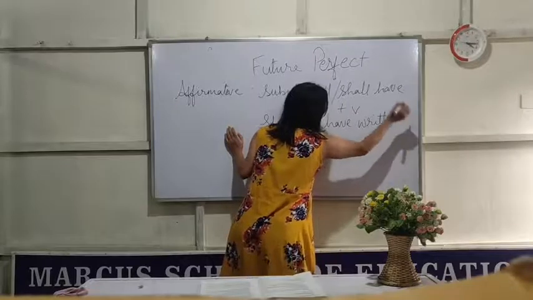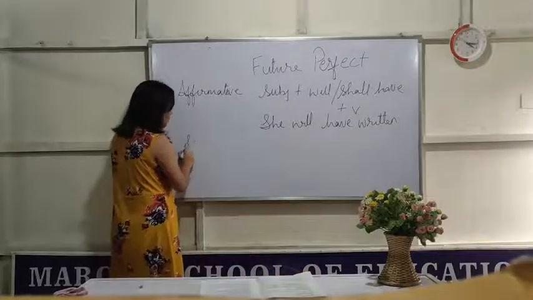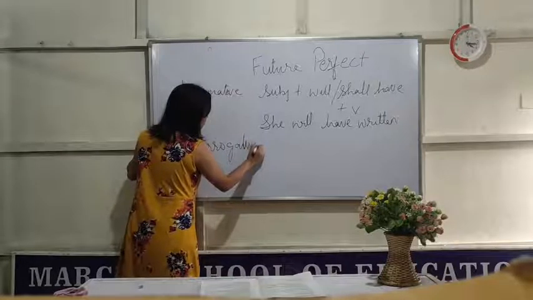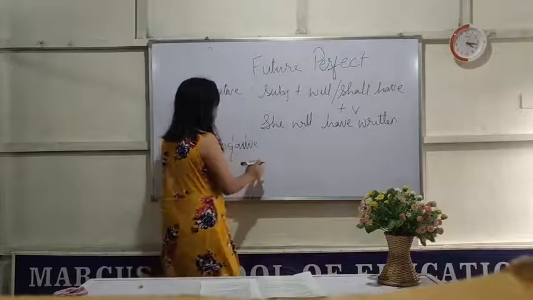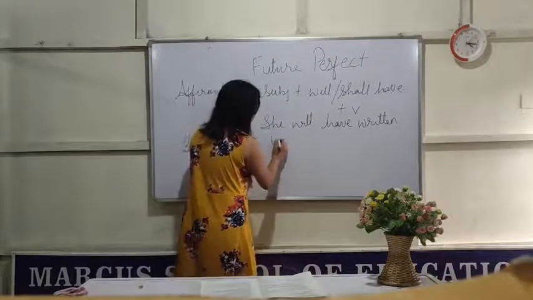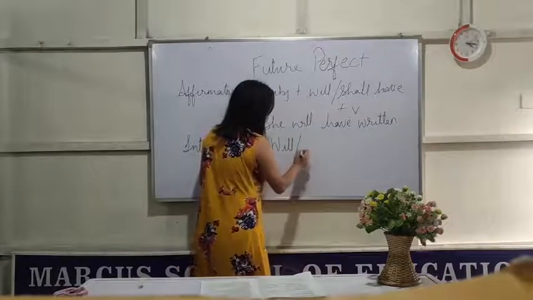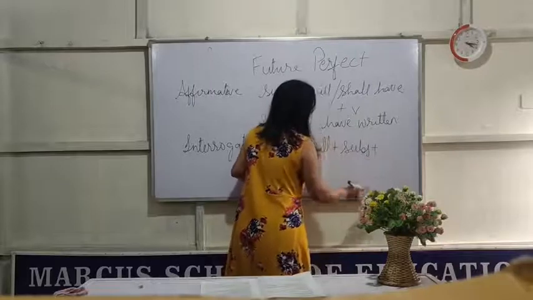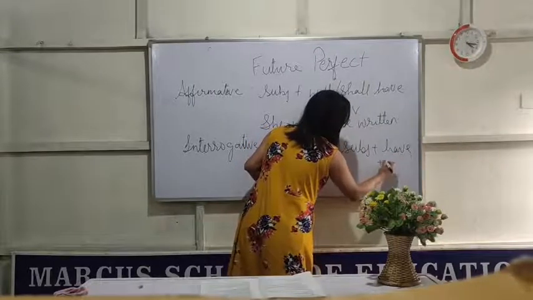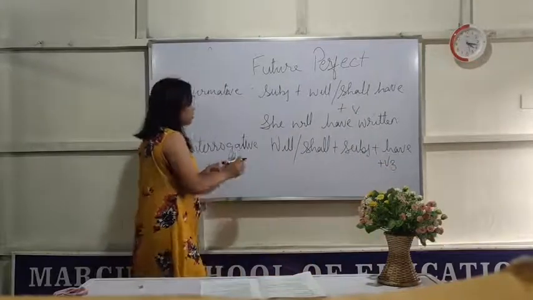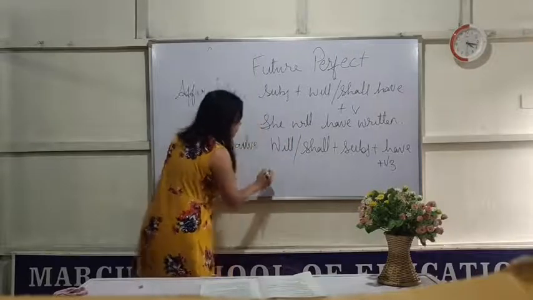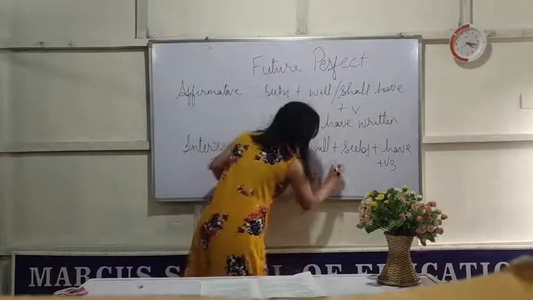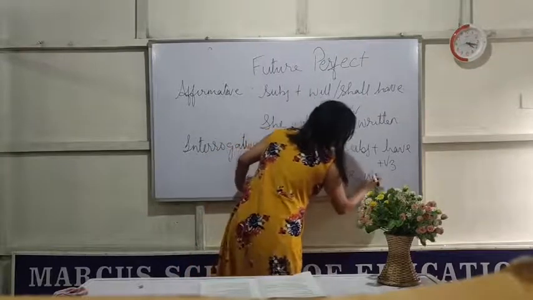She will have written, and we have to end with a full stop here. Now the interrogative. This one is a question sentence, so will or shall will come first. It will come at the beginning of the sentence: shall plus subject plus have plus V3. It's so simple. So I have to write it like this: will must become first here. Will she, the subject is she, after that have: will she have written.